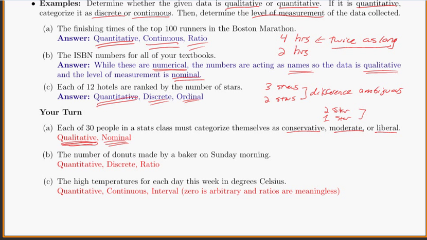Let's see. B, the number of donuts made by a baker on Sunday morning. That is quantitative. You're counting donuts. It is discrete. 1 donut, 2 donuts, 3 donuts. Right? There's not half donuts. There might be half donuts, but are there quarter donuts, 8th donuts, 10th donuts, 16th donuts, 100th donuts? No. So eventually it breaks down into discrete steps from one count of donuts to the next. So it's discrete data, and it's ratio.